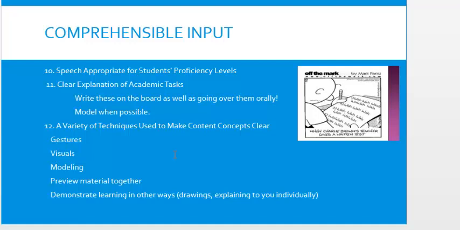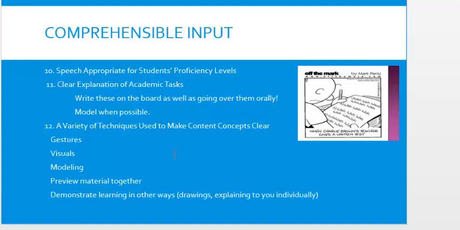On number 11, we need to think about explaining the academic tasks very clearly, and make sure that you always write the tasks on the board as well as going over them orally. That will help the ELL as well. But also model the tasks that they're going to do whenever possible, and make sure that you're including visuals of the steps if possible, using clip art or something to show them. But definitely don't just tell them what to do and set them on. It needs to be represented visually as well as orally.